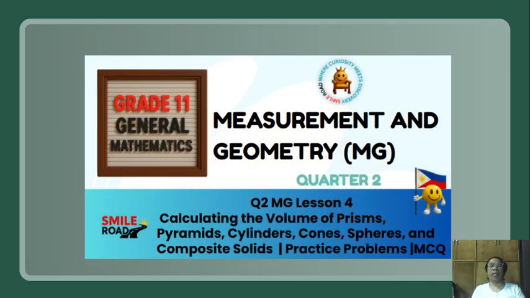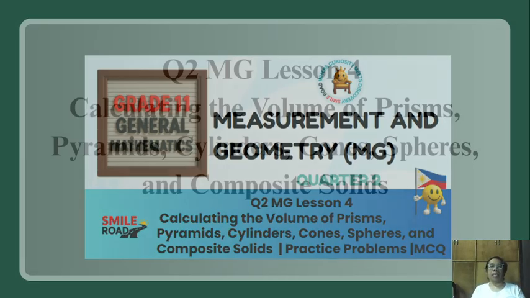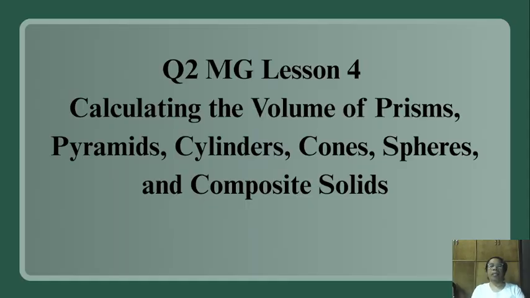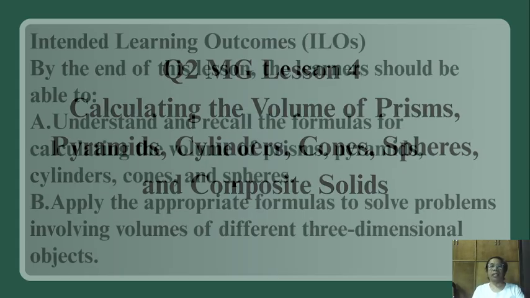We are now dealing with lesson 4 of the quarter 2 about measurement and geometry for grade 11 general mathematics, and it's about calculating the volume of prisms, pyramids, cylinders, cones, spheres, and composite solids.